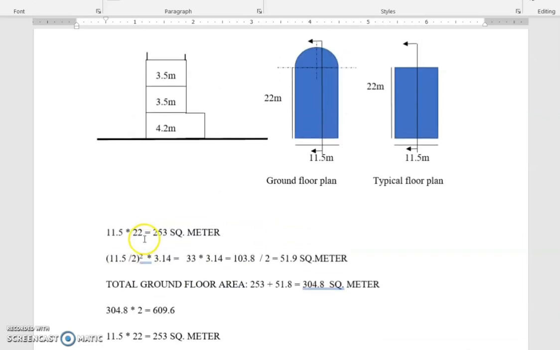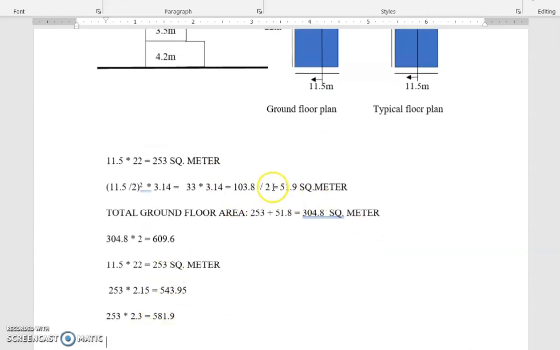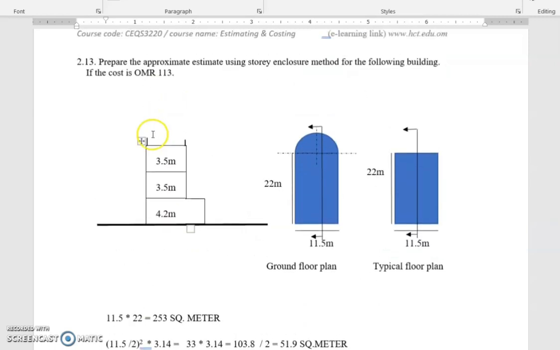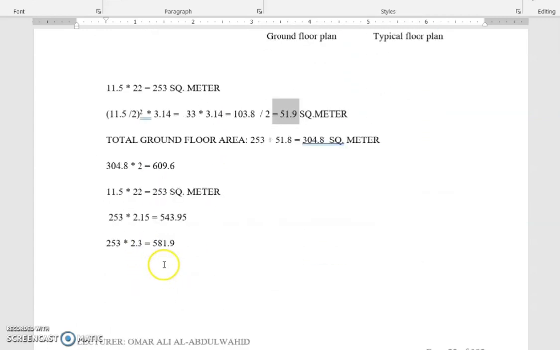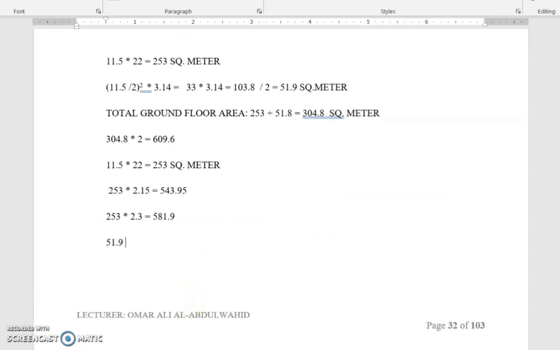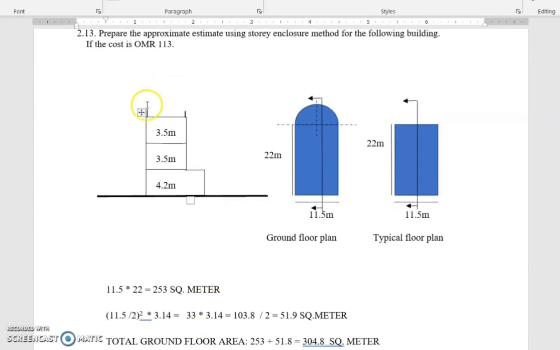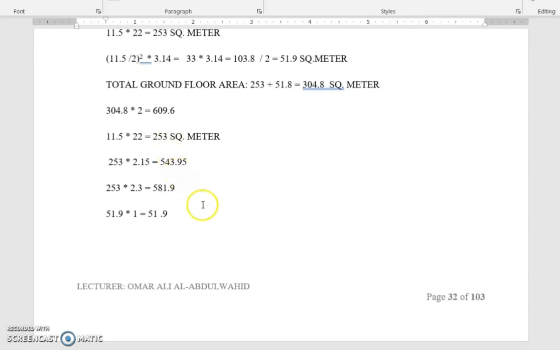So this is the area. Now we need to add this one, this one and this one. No, it's not right, because we have the roof here, and we still have the roof for this area. So as we said, this area is 51.9 times 1, and we have this roof area, which will be 253 times 1, which is 253.